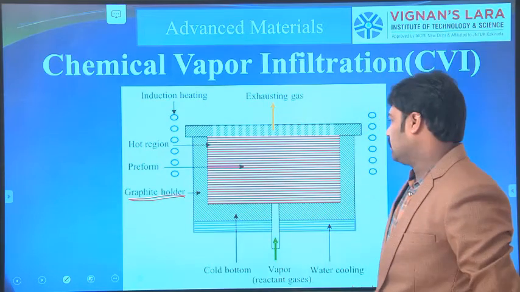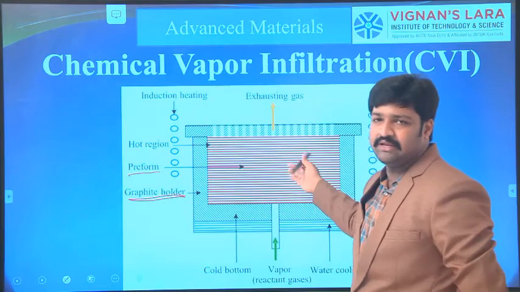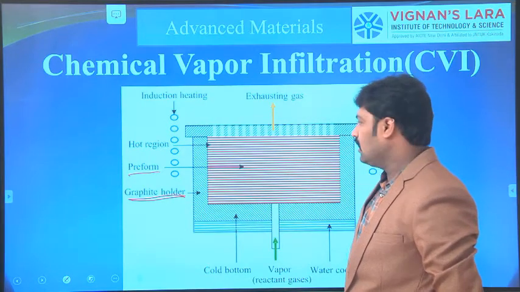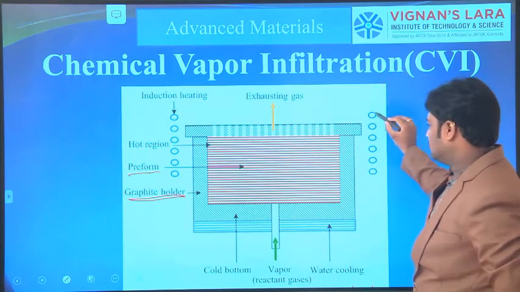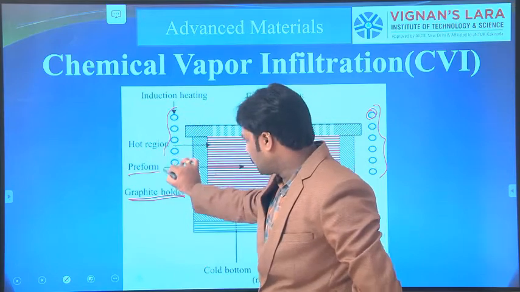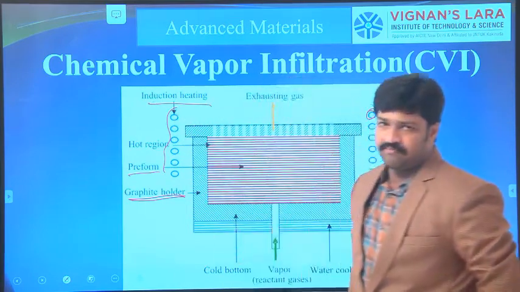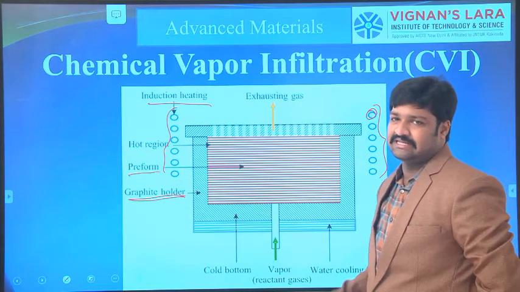So the equipment, the red color is our preform. Here we are placing the preform in a graphite chamber, and this preform is heated with induction heating. By means of these heaters we are heating this preform. So we are maintaining the preform at elevated temperatures, at some temperature.